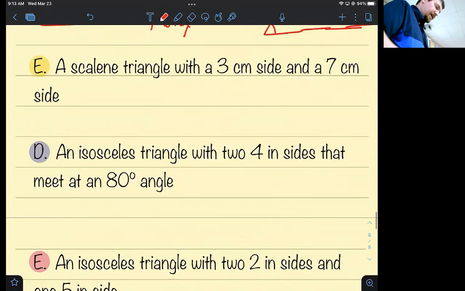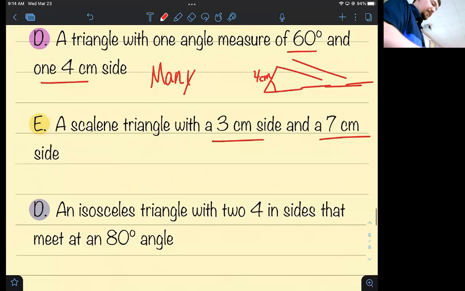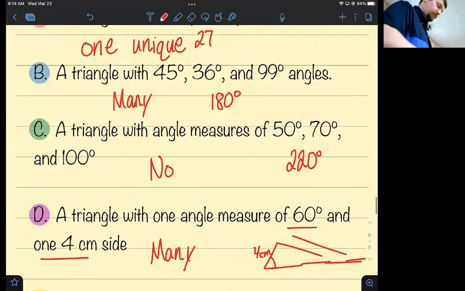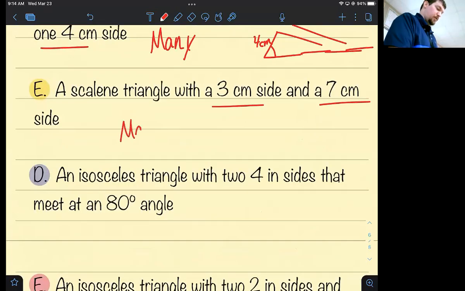Okay. Example E, a scalene triangle with a 3-centimeter side and a 7-centimeter side. Is there a theorem up here that says side, side? Nope. So it's going to be many. I can make many triangles because no one told me what the other side had to be. If that side is longer, it's going to have a bigger angle. If that side is short, it's going to have a smaller angle. All of our triangles could look different.